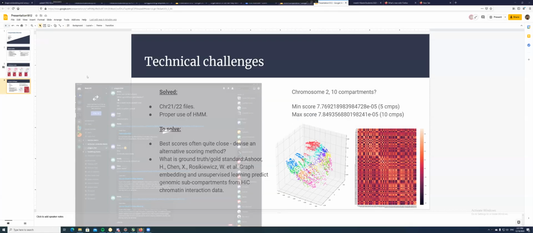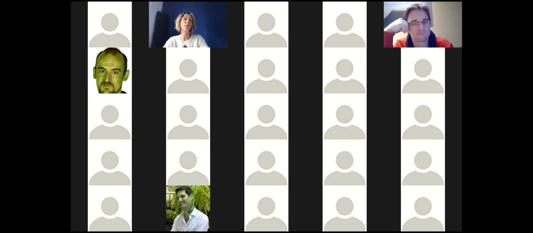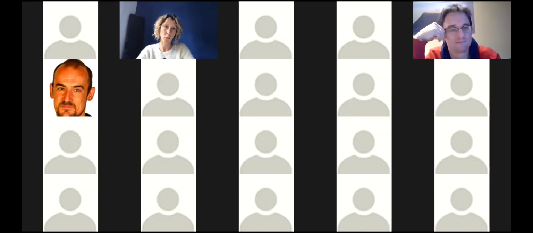So you say that the scores are quite close. What does it mean? It means that between 2 or 3 compartments, you have about the same score, there is no big gap between them? It depends on the chromosome. It's different for each, which I think is quite expected. Yeah, it is chromosome dependent. So I can tell you what the difference is if you tell me what chromosome I should look at.